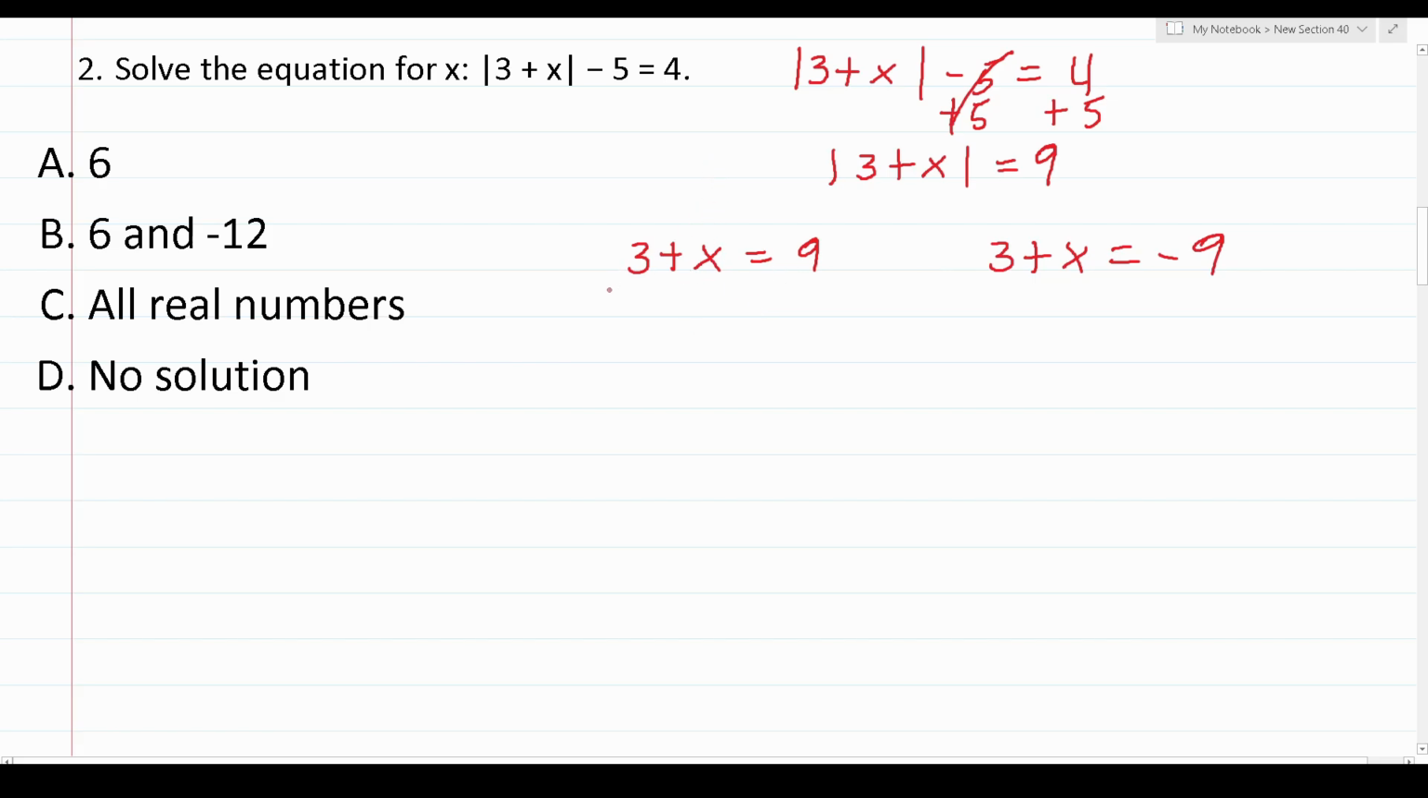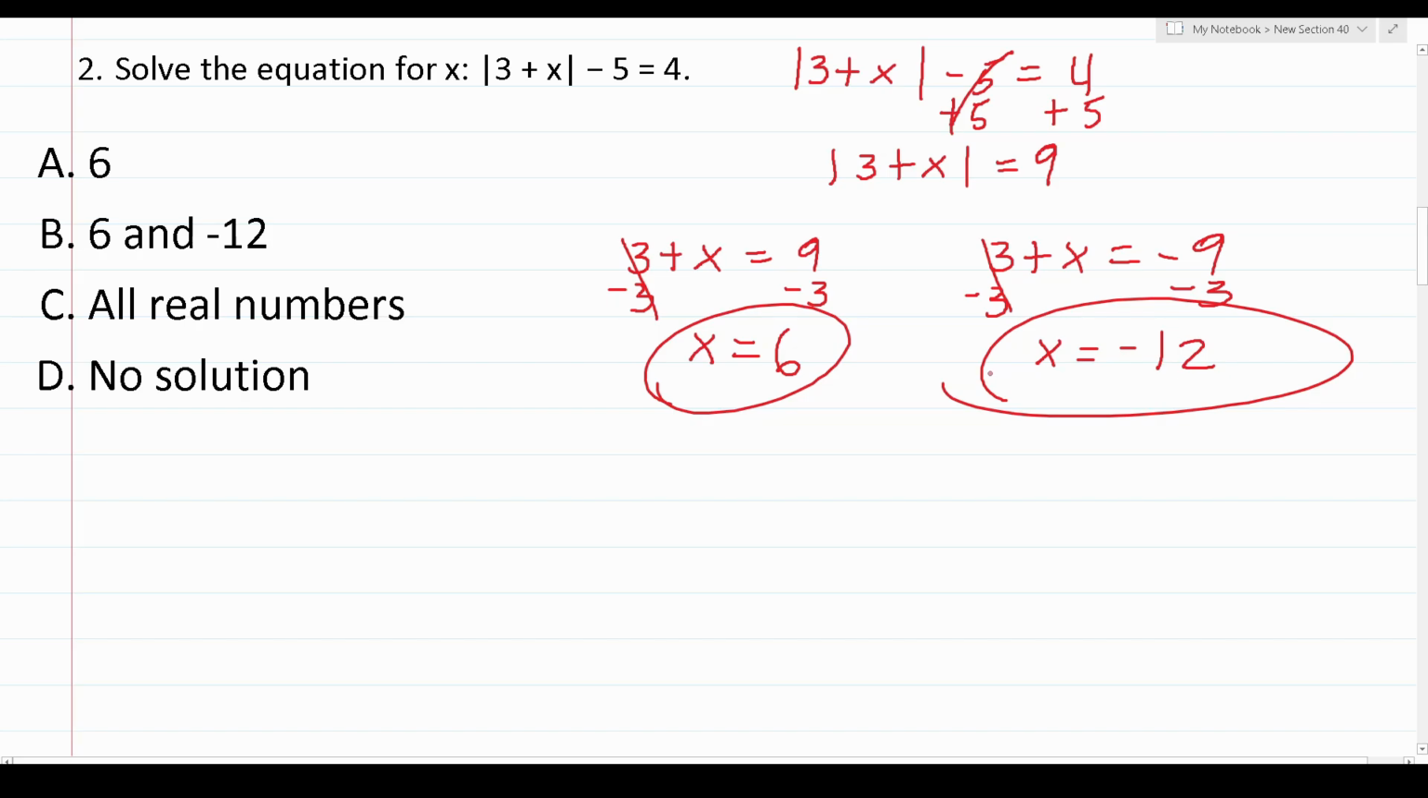To solve for x here, we're going to subtract 3 from both sides. This is going to cross out, leaving you with x equals 9 minus 3, which is 6. So that's one of our solutions. Over here, we're going to subtract 3 from both sides. This will cross out here, leaving you with x equals negative 9 minus 3. That's going to be negative 9, negative 10, negative 11, negative 12. So for this absolute value equation, there are two solutions, notably 6 and negative 12, which means the correct answer is B. All right, so that's that one.